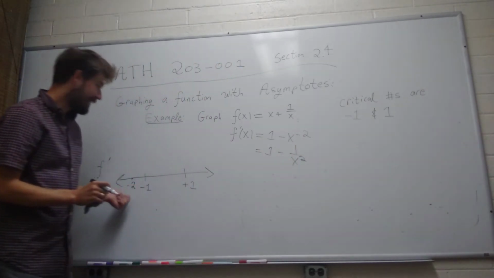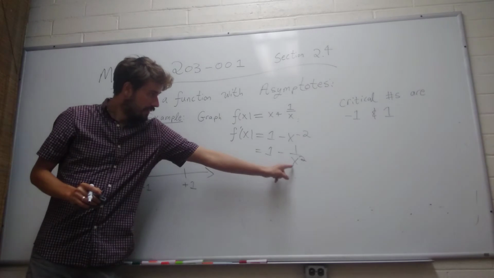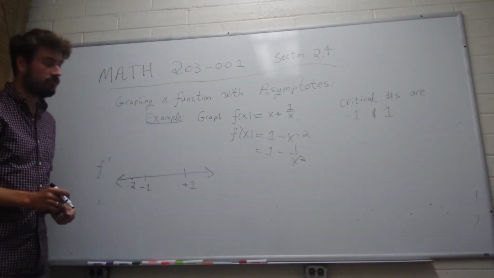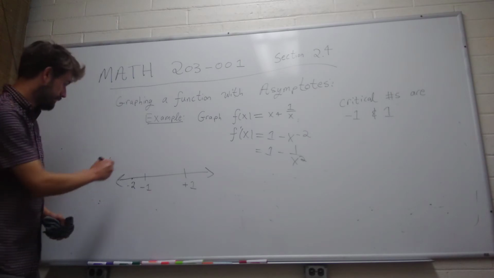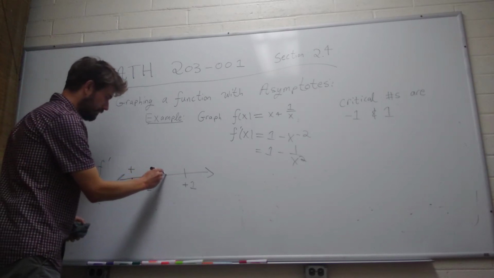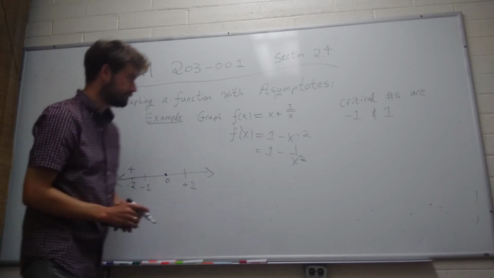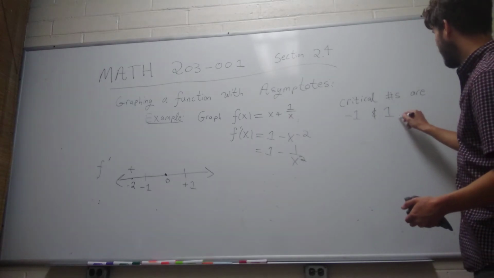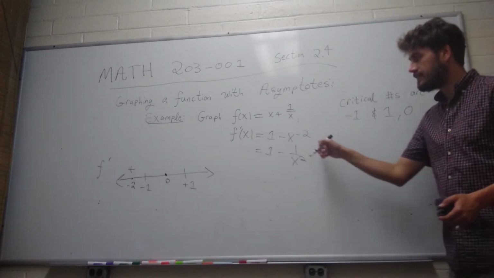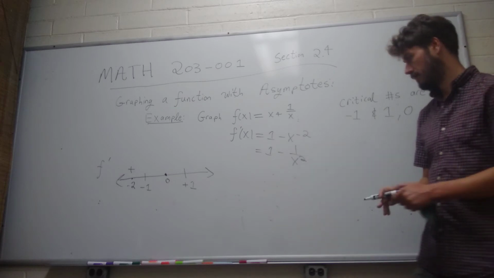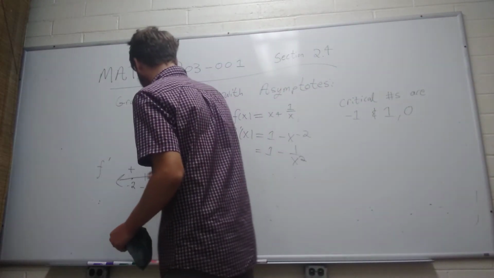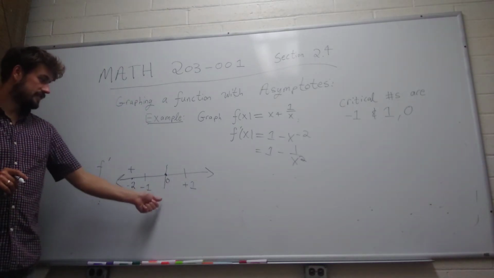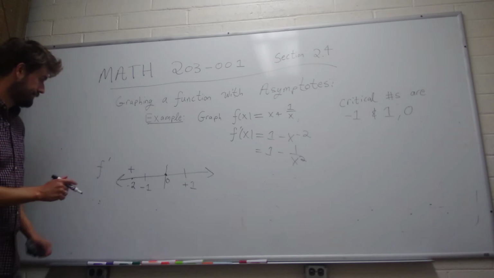So notice, if you plug in negative 2, what do we get? This thing squared is going to be 4. 1 minus 1 over 4. It's 1 minus a fourth, which is 3/4. That's a positive number. Now, we forgot one critical number, that's 0. Critical number 0, because f prime doesn't exist there. So we also need to divide up f prime: negative infinity to negative 1, negative 1 to 0, 0 to 1, and 1 to infinity.